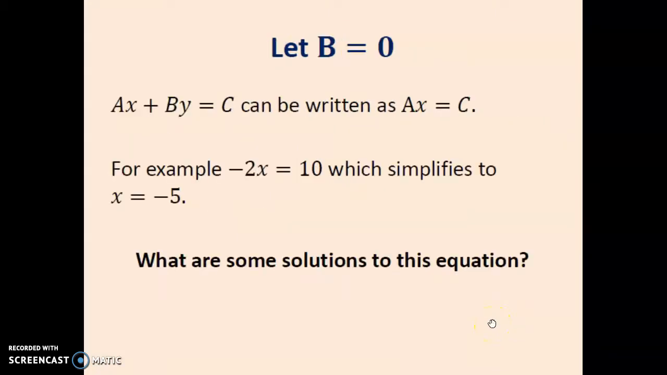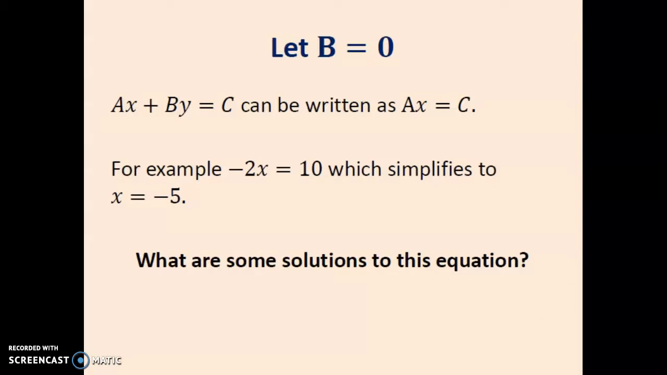All right, so let's look at the second case. So going back to our linear equation, ax plus by equals c, let's look at what happens when b is equal to 0. So the term containing b disappears, we're left with ax equals c. So for example, let's look at the equation -2x equals 10, which when we simplify and divide by -2 on both sides, we have x equals -5.